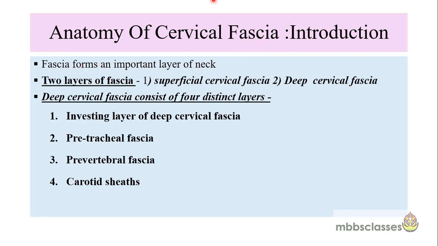Knowing the anatomy of the cervical fascia is very important to manage the diseases of the deep neck space. It may be deep neck space infections, it may be tumors of the deep neck space. The cervical fascia has two layers, the superficial layer and the deep cervical fascia. The deep cervical fascia again consists of four distinct layers. These are the investing layer of the deep cervical fascia, the pretracheal fascia, the prevertebral fascia, and the carotid sheath.